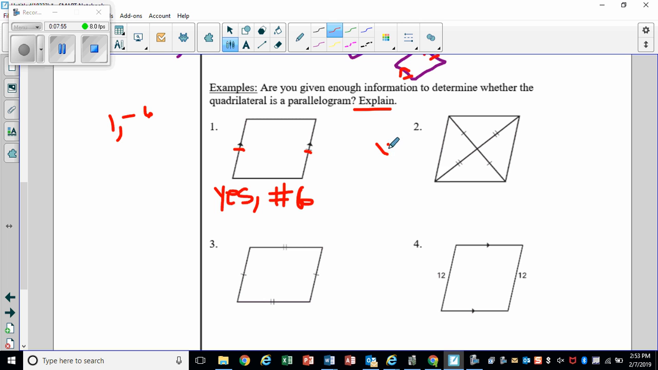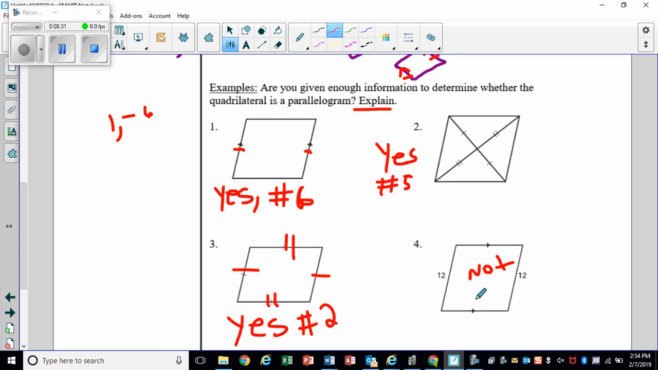Then number 2 would be yes with what? Number 5, diagonals bisect each other. Good job. This would be yes because of what? Number, anybody? I can't hear you. Number 2, right? Both opposite pairs are congruent. So this pair is congruent to this, and this pair is congruent to this. The last one, one pair is parallel, the other pair is congruent. This is not a parallelogram, right?